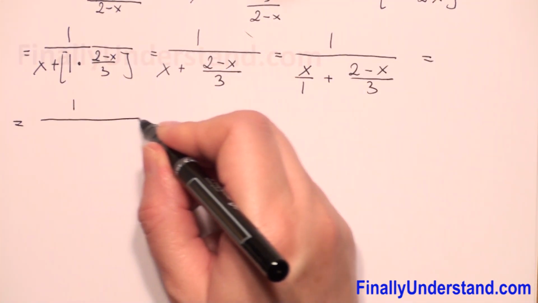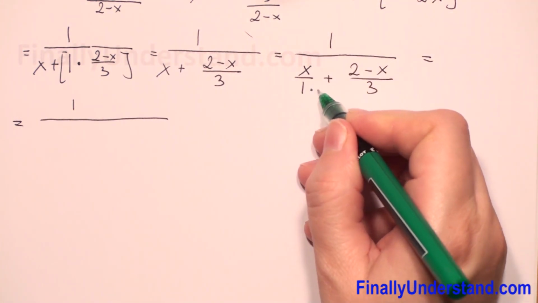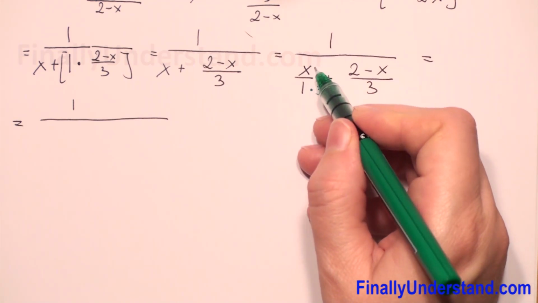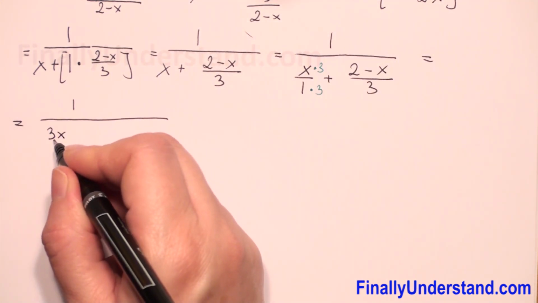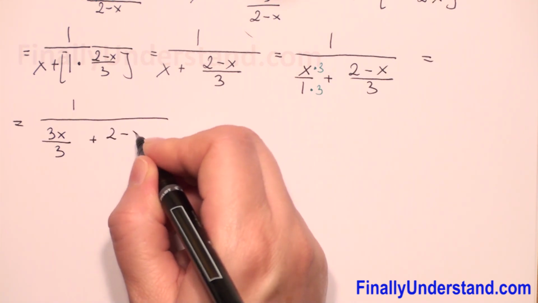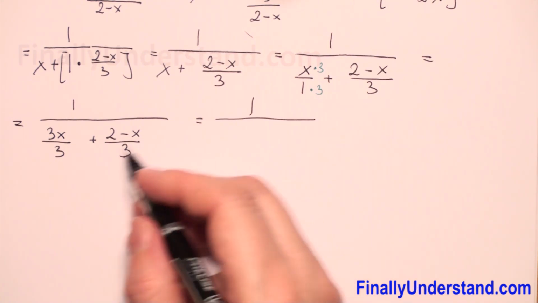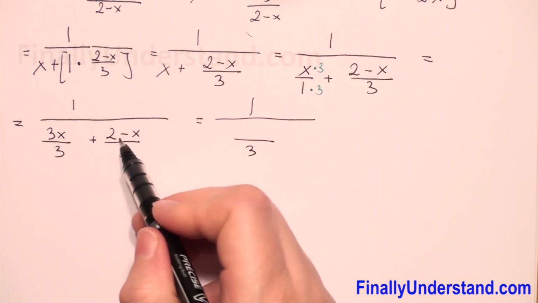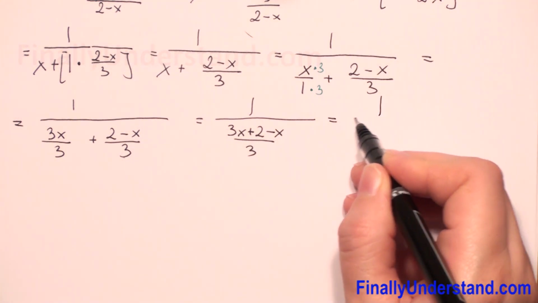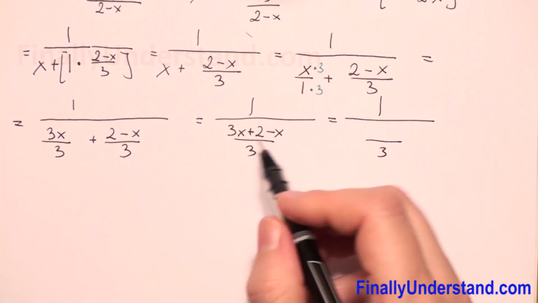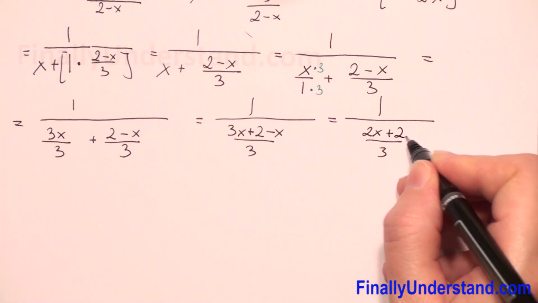So this is equal, we have 1 over the same denominator, we have 1 and 3, so the common denominator will be 3. I have to multiply 1 times 3, so whatever I did with the denominator I have to do the same with the numerator. So now we have x times 3 is 3x over 3 plus 2 minus x over 3. The same denominators, so we have to copy the denominator and we have to add numerators. So we have 3x plus 2 minus x. So this is equal to 1 over 3x minus x is 2x plus 2.